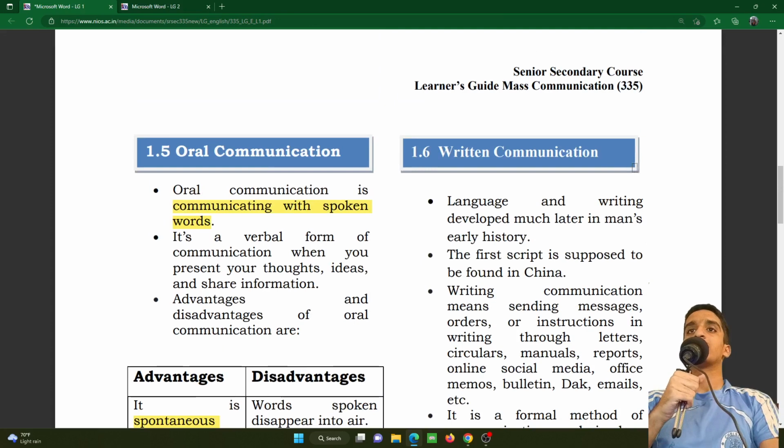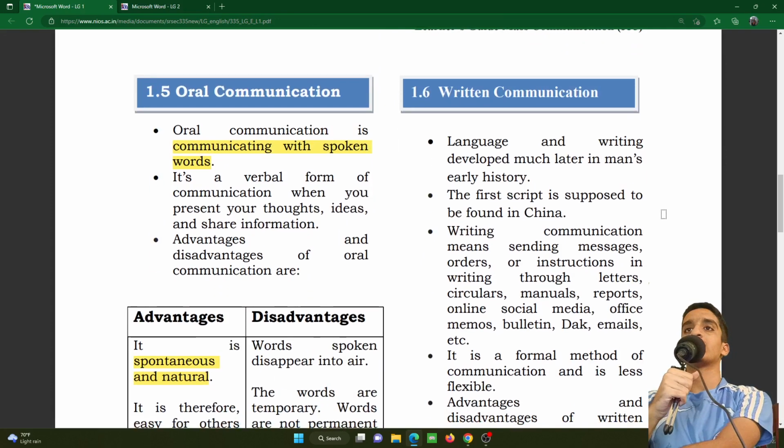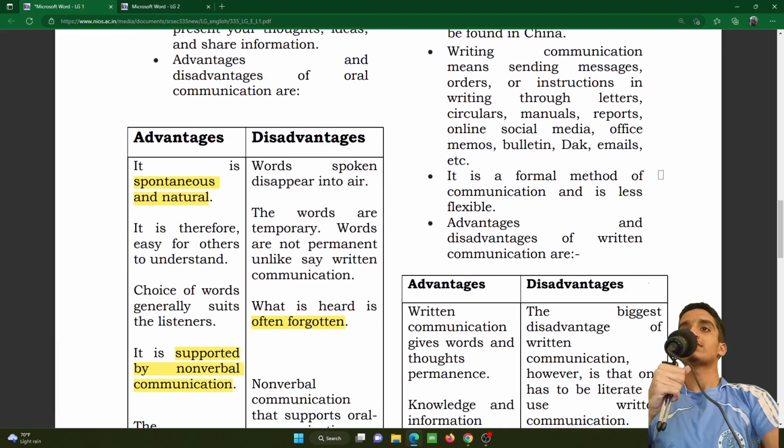Written communication. Language and writing developed much later in man's early history. The first script is supposed to be found in China. Written communication means sending messages, orders, or instructions in writing through letters, circulars, manuals, reports, online social media, office memos, bulletin boards, emails, etc. It is a formal method of communication and is less flexible.